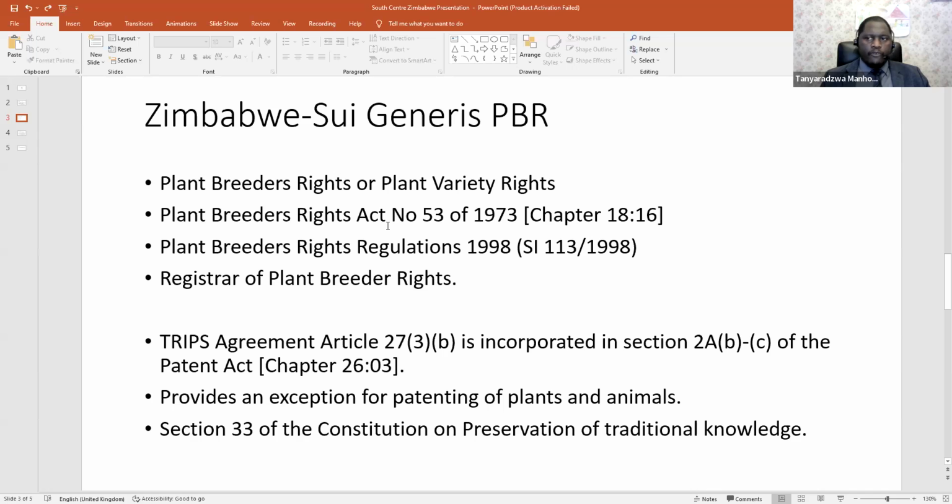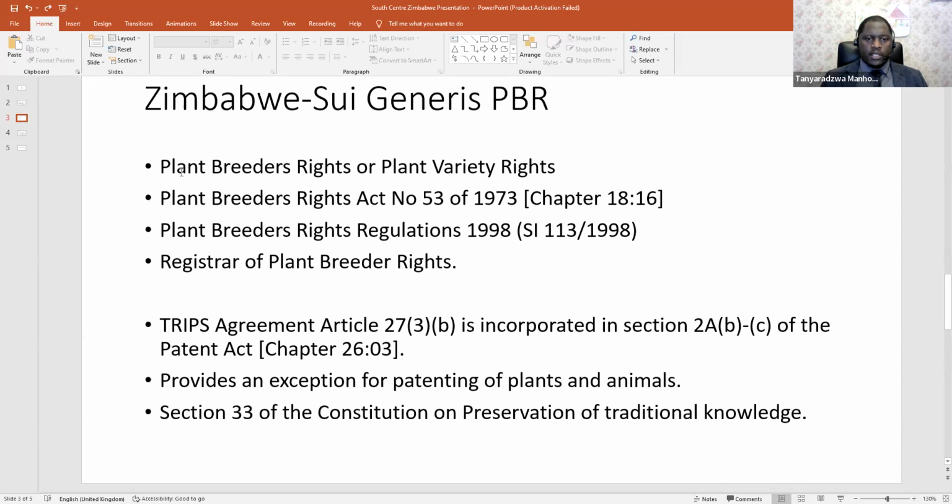And we also have a provision within our Constitution, Section 33, which talks about preservation of traditional knowledge. What this particular section says is that the state must take measures to preserve, protect, and promote indigenous knowledge systems, including knowledge of the medicinal and other properties of animal and plant life possessed by local communities. So what this says is that any action which the state must take in relation to particularly traditional knowledge systems must in fact protect and preserve the traditional way of life of our local communities.